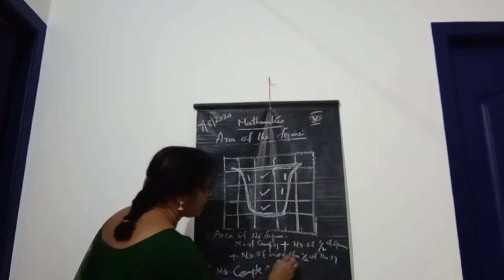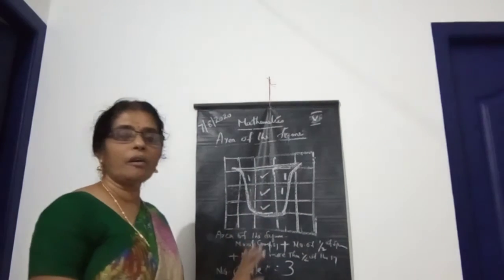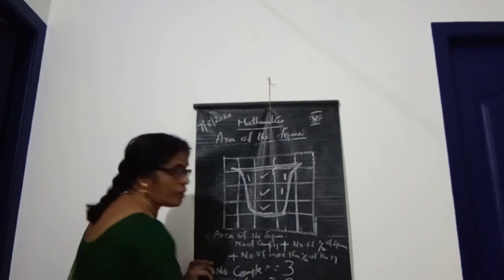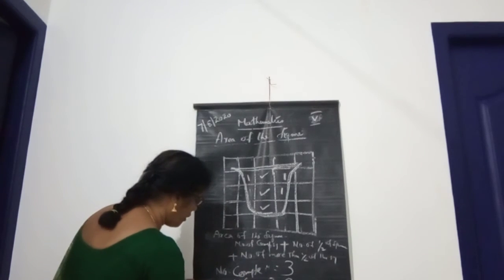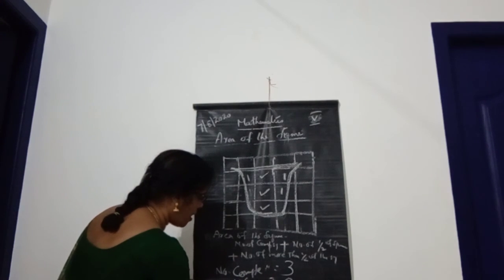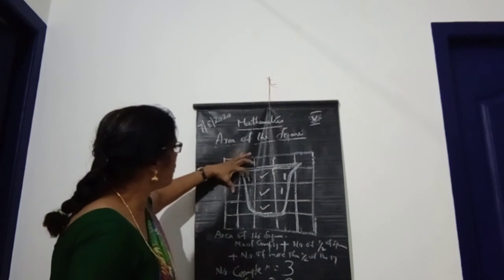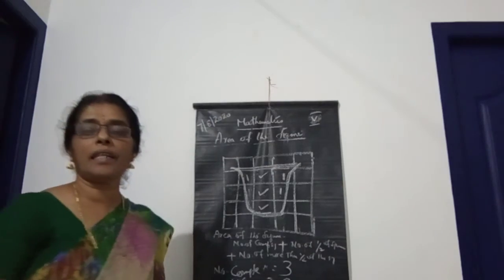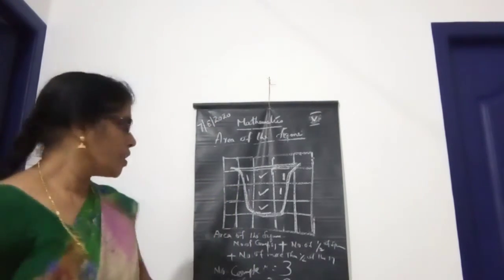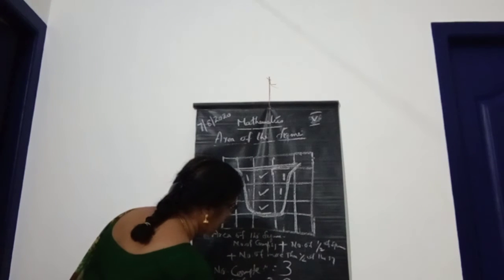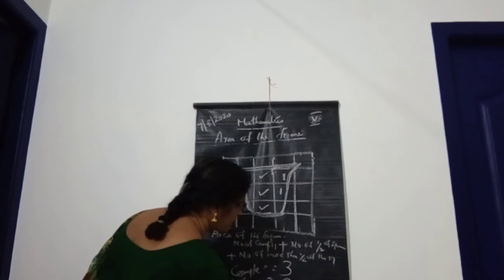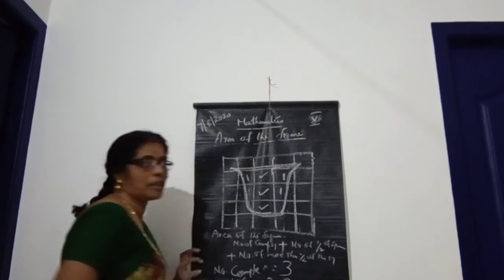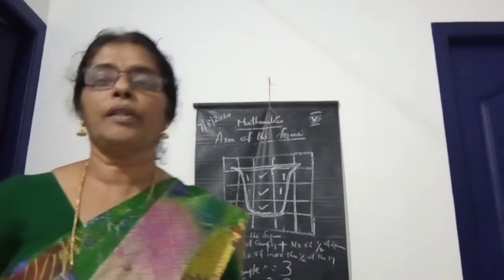So here, number of completed squares is 3. Then number of half squares is 0, isn't it? And number of more than half squares is 1, 2, 3. That is 3. That more than half we can take as 1 square. So area is equal to 3 plus 0 plus 3. What is the answer? 6 square centimeters. Did you understand, children?